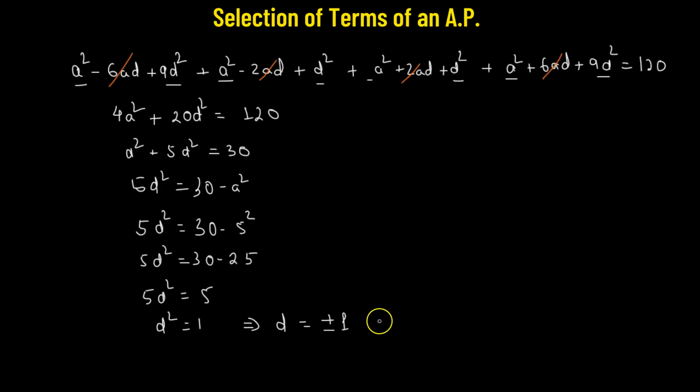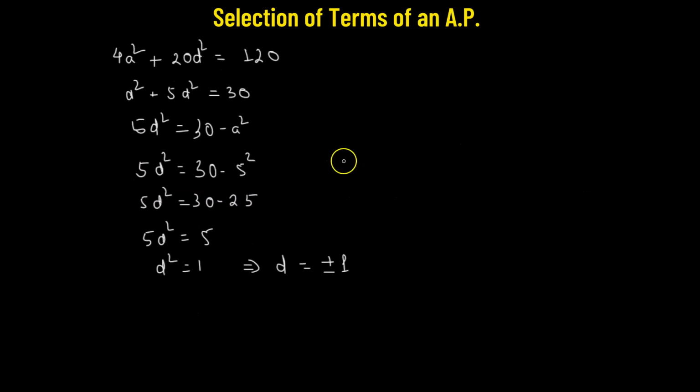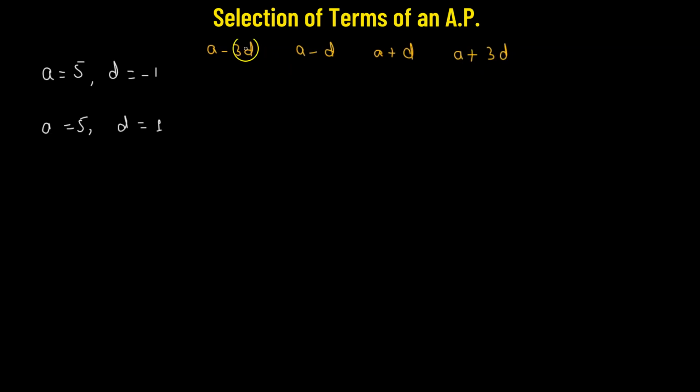So we have obtained the value of d as well as the value of a. a came out to be 5, the first term, and d came out as plus or minus 1. So let's use this to obtain the four numbers. Here we have our first case, where a is 5 and d is negative 1. Or we can have the other case where a is positive 5 and d is positive 1. Using this, we have to obtain the values of a minus 3d, a minus d, a plus d, and a plus 3d. So let's plug in the values.